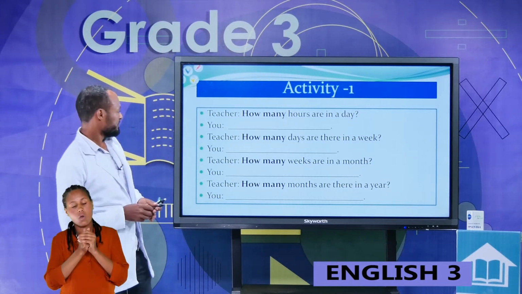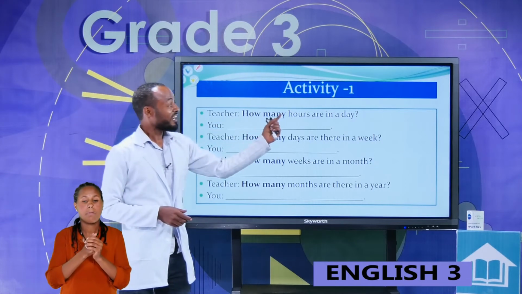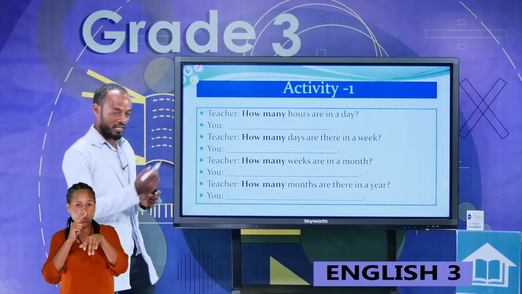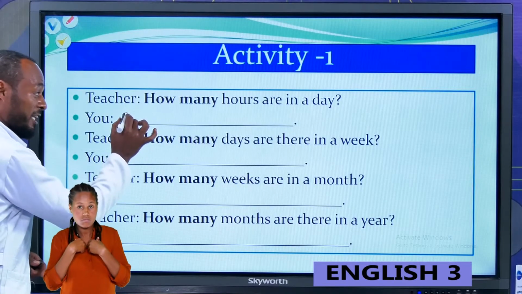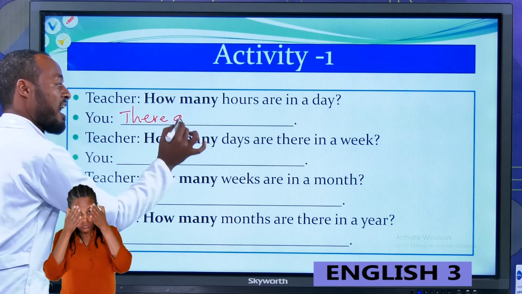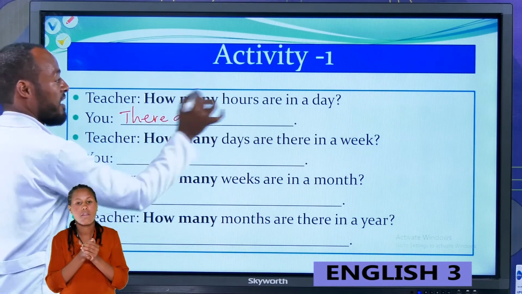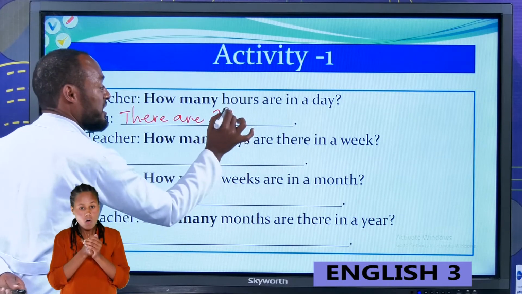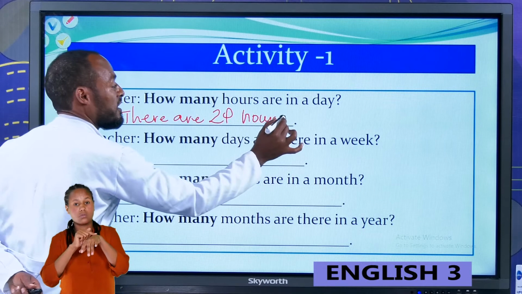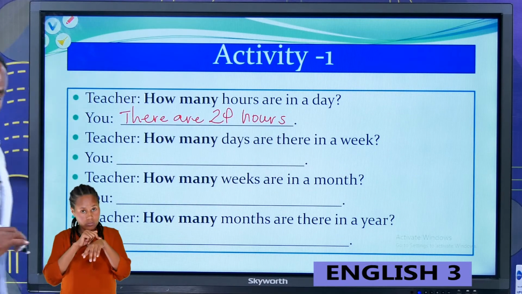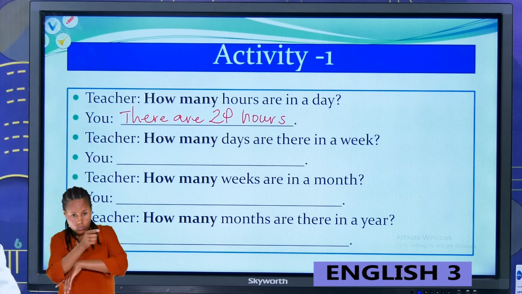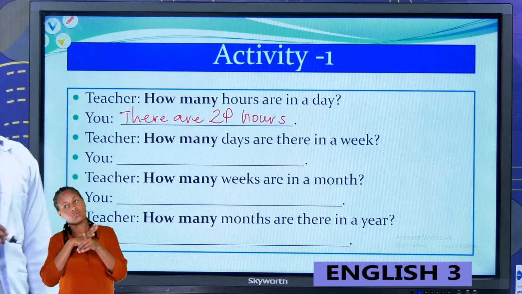All right, here, how many hours are there in a day? How many hours are there? If you answered like this, there are 24 hours. There are 24 hours. If you answer like this, you are on the way. If not, you can write this one.